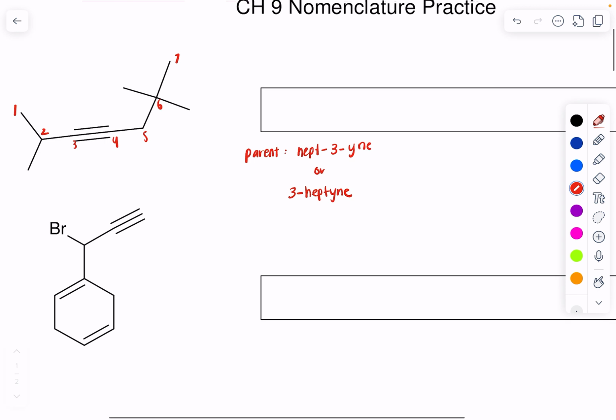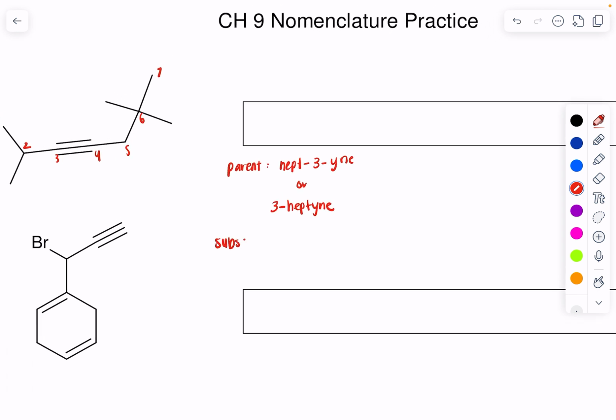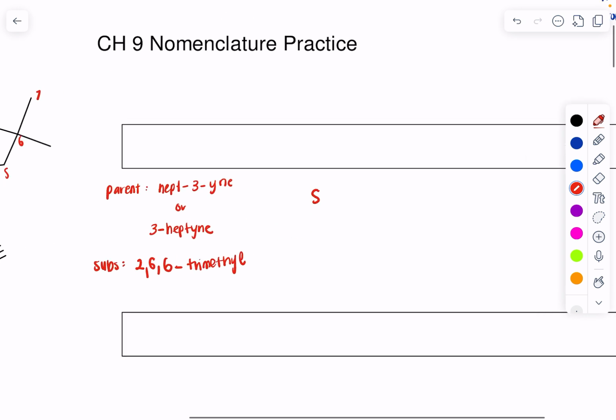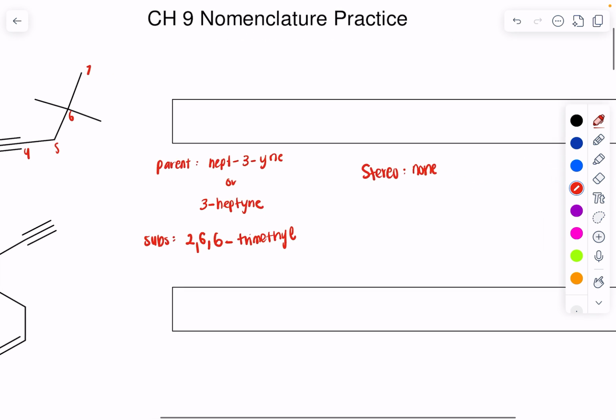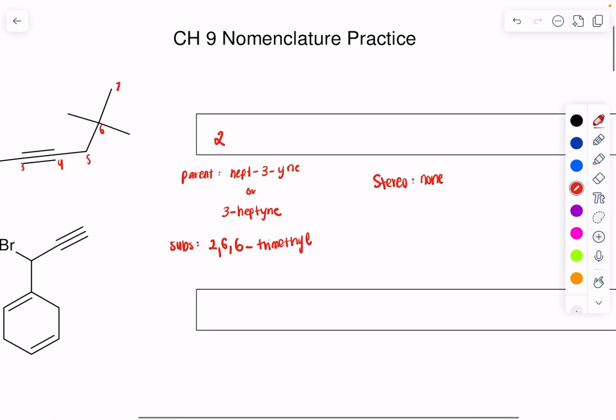Okay. And then remember, we have our substituents. We have 3 methyls. We have 1 at 2, and then we have 2 at 6. So 2,6,6-trimethyl. And then there is no stereo with triple bonds. There's nothing else, there's no double bonds or RNS here. So we would have no stereo in this one. So we just have 2,6,6-trimethylhept-3-yne, or you can write the other parent chain ending. And that would be it for a basic alkyne structure.